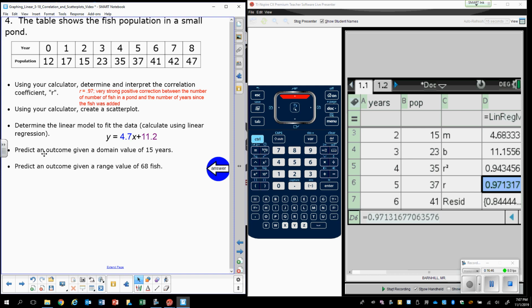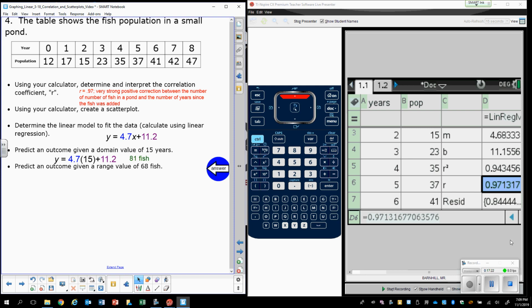So for this one, it says predict an outcome given a domain value of 15. So what we would do is plug in 15 into our equation. So what we would have is y equals 4.7 times 15 plus 11.2. And what we would get is the y, which would be 81 fish. Now, it wouldn't be 81 exactly, but we would have to round to the reasonableness. So if it wasn't a full additional fish, then we would have to round down.